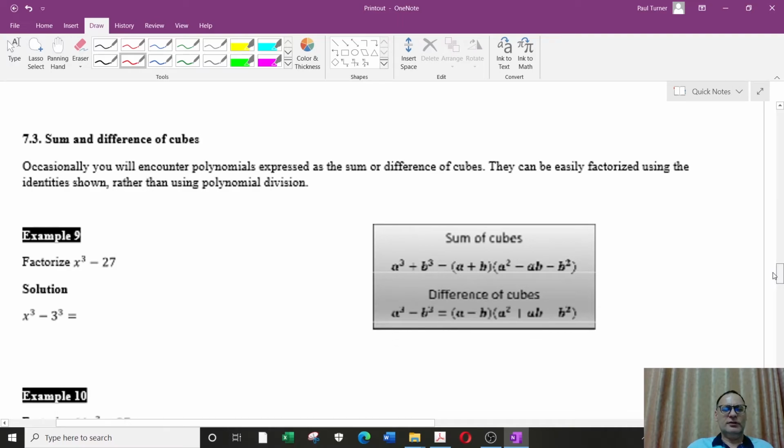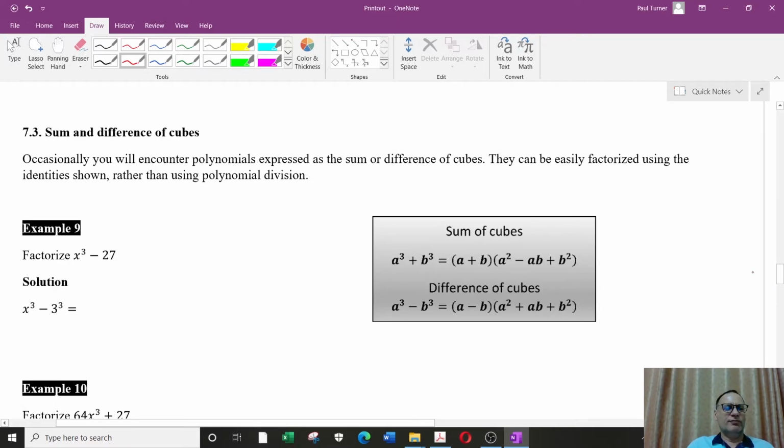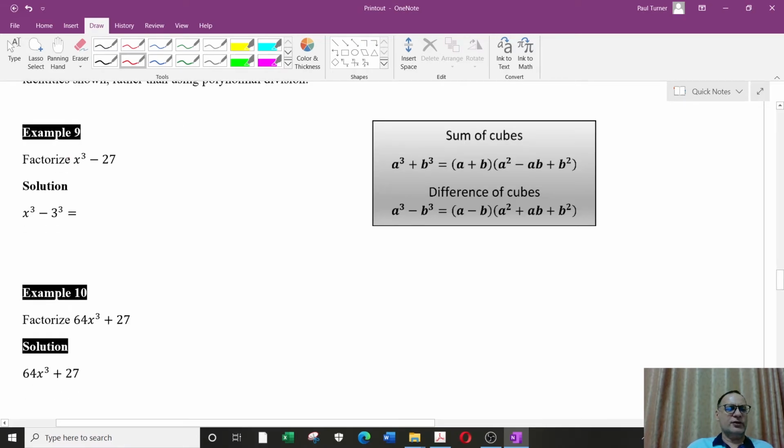Now, some questions you may recall from grade 9, we did polynomials and we did sum and difference of cubes. So for these ones, we don't really need to do the polynomial division. We can factorize them quite easily. So x cubed minus 27, you remember this would be the difference of cubes. We can write it out in this form here.